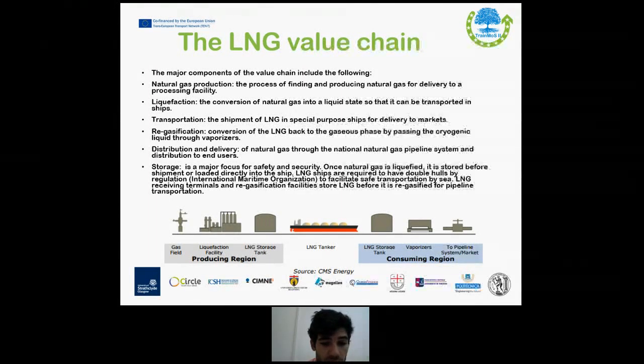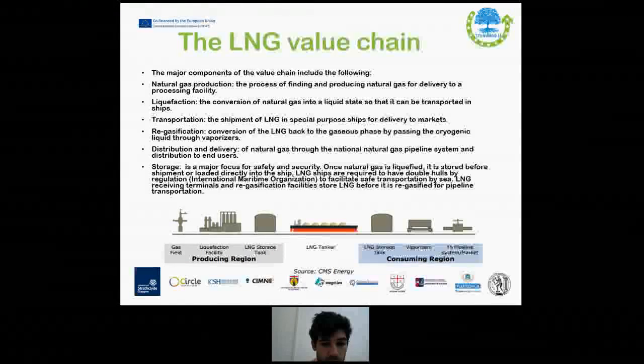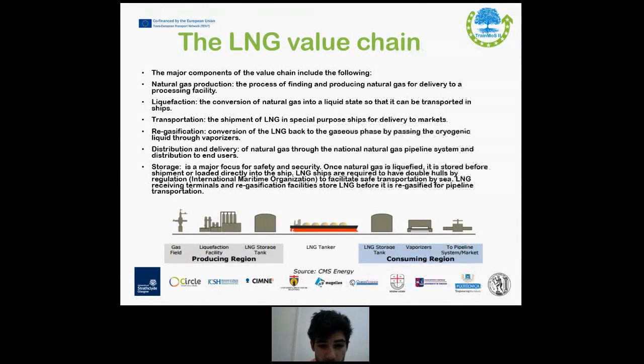The process of regasification is the conversion of the LNG back to the gaseous phase by passing the cryogenic liquid through vaporizers. The distribution and delivery phase of natural gas is through the national natural gas pipeline system and distribution to end users, while a major component of the LNG value chain consists of the storage facilities, which are a major focus for safety and security. Once natural gas is liquefied, it is stored before shipment or loaded directly into the ship.